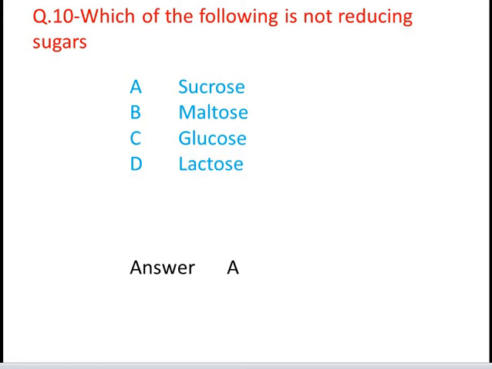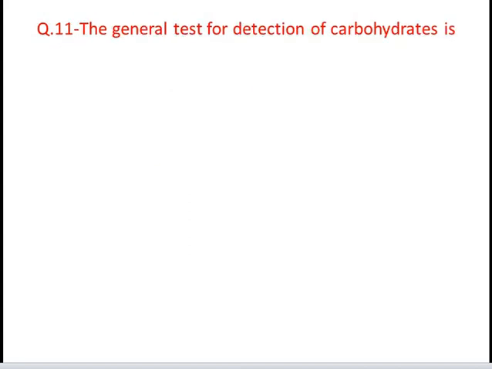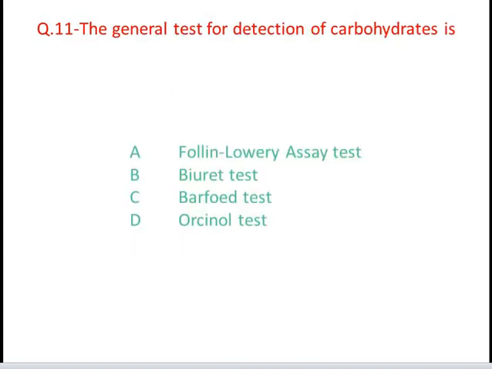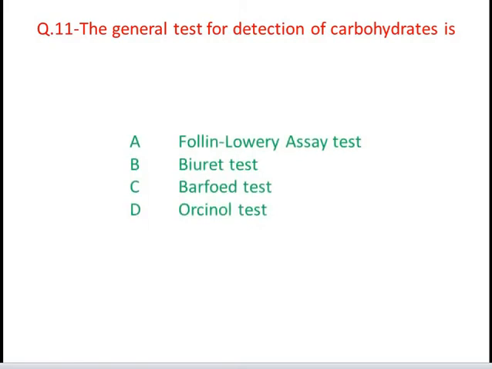is a non-reducing sugar. So the next question is, the general test for the detection of carbohydrates. These are the four options: A. Folate assay test, B. Virate test, C. Barfoed test, and D. Arsenal test.